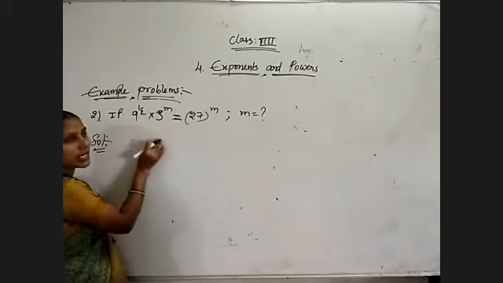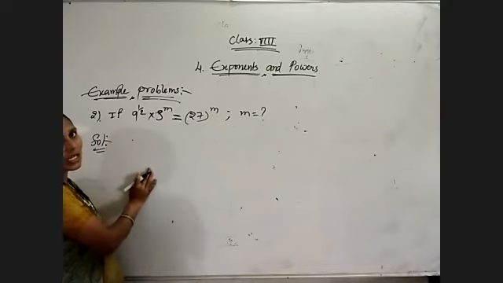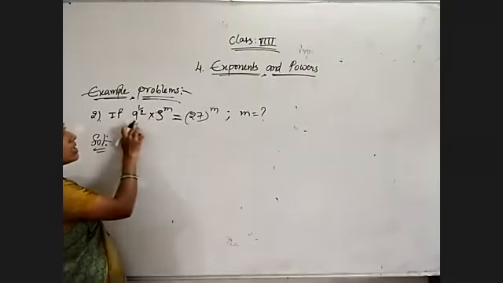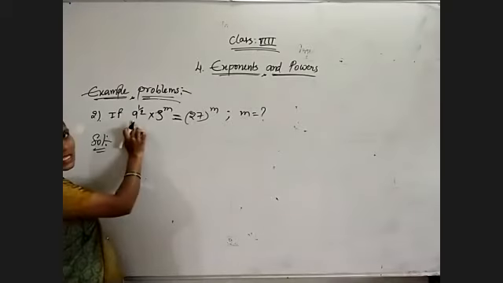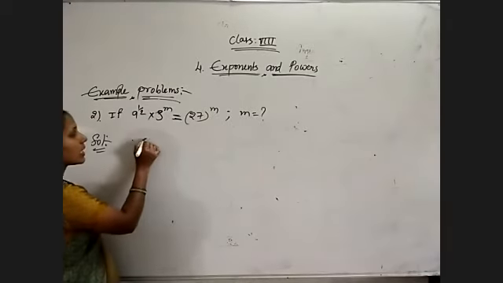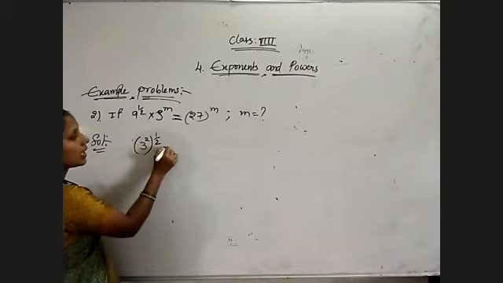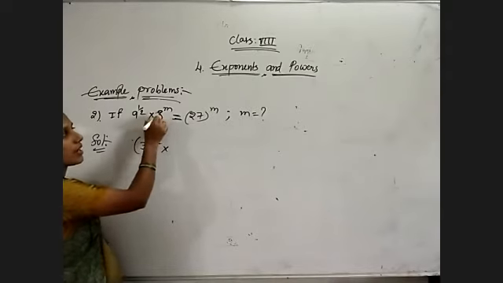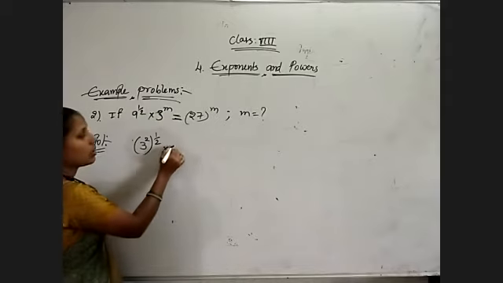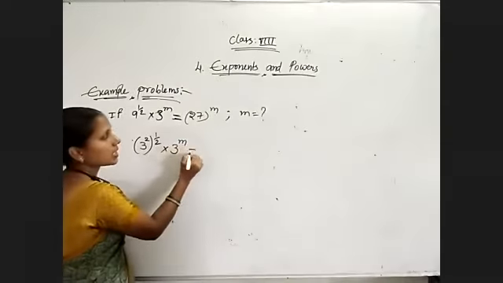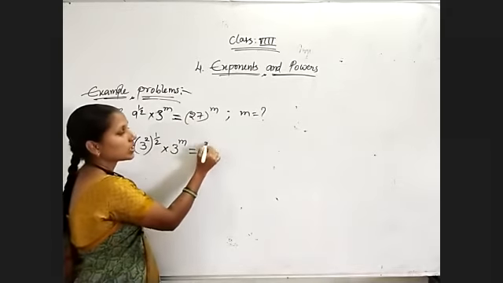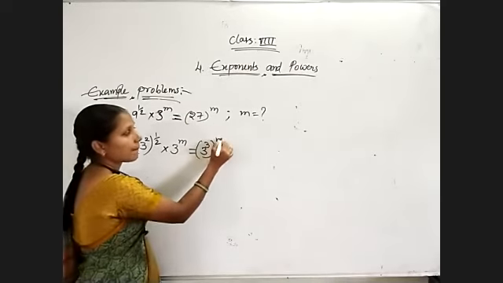That means we need to equate the bases on either side of the equation. So first of all, 9 power 1 by 2 is there. 9 we can write as 3 into 3, that is 3 square. 3 square whole power 1 by 2 into 3 we can't simplify. Why? Because 3 is a prime number. So 3 to the power of m is equal to 27, we can write as 3 cube, 3 cube whole power m.